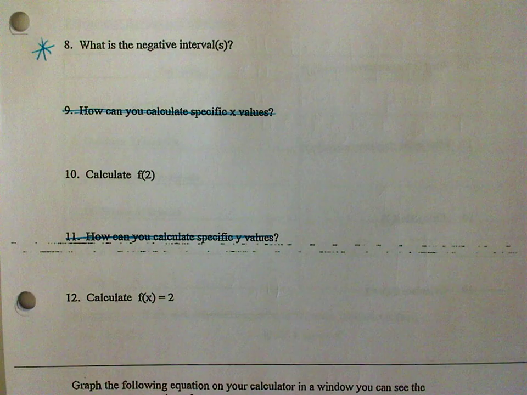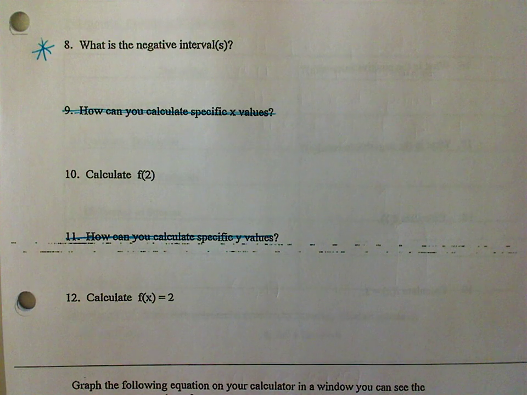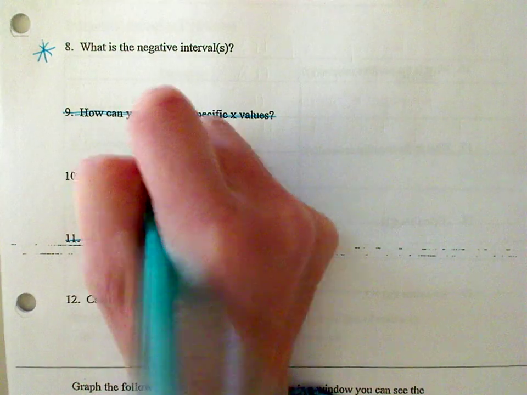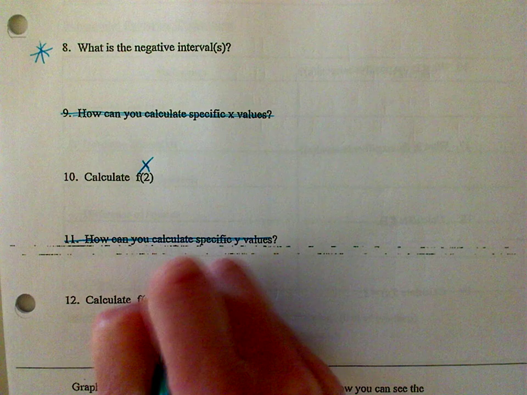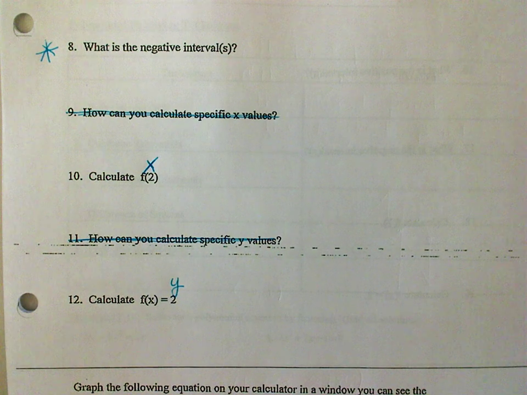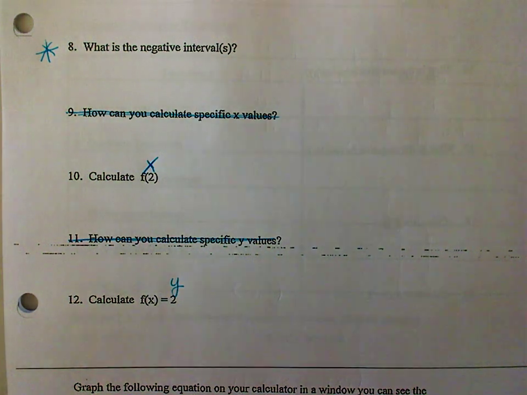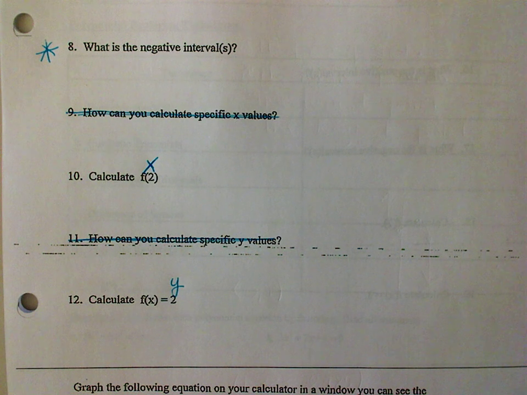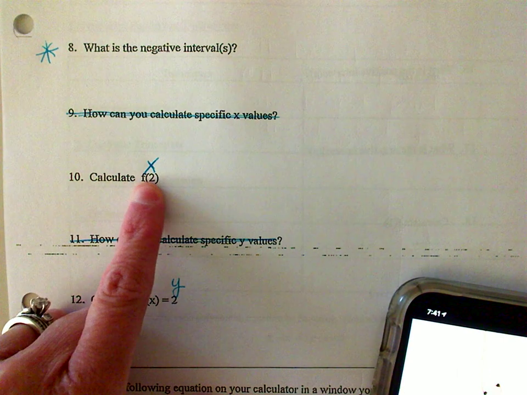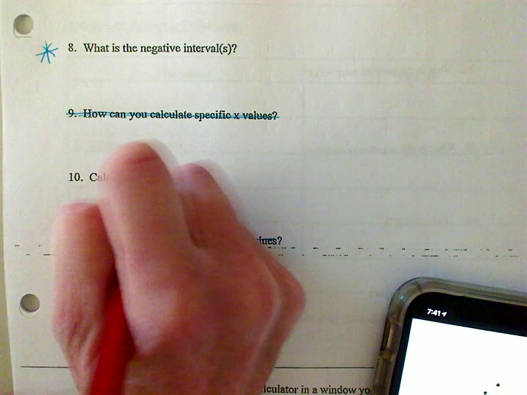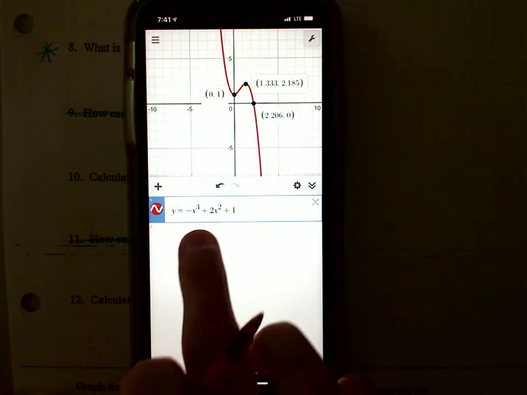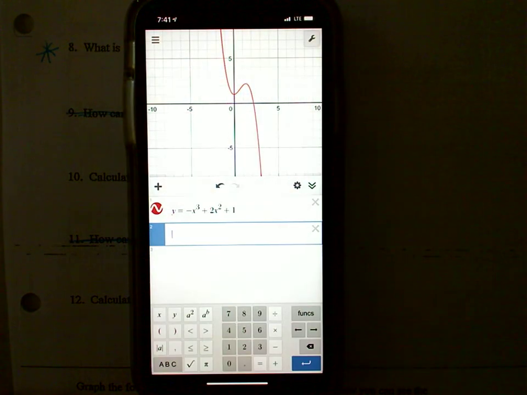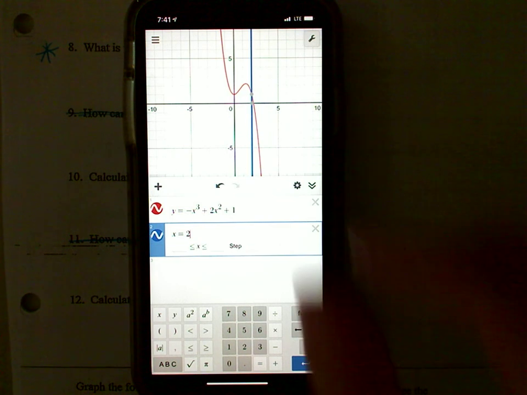So if you recall from, I think it was chapter 1, a number in parentheses is the x value, and the number that's not in parentheses, that's the y value. So what we're going to have to do is go back to our Desmos calculator, and I'm going to type in x equals 2 in the second box. So I'll go right here, type in x equals 2, and then I'm going to see where they intersect.